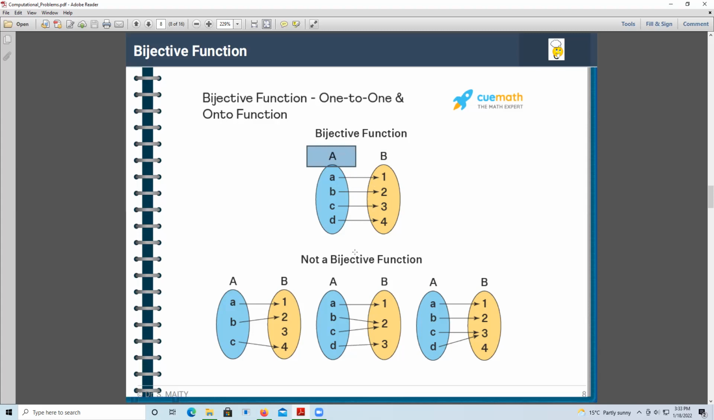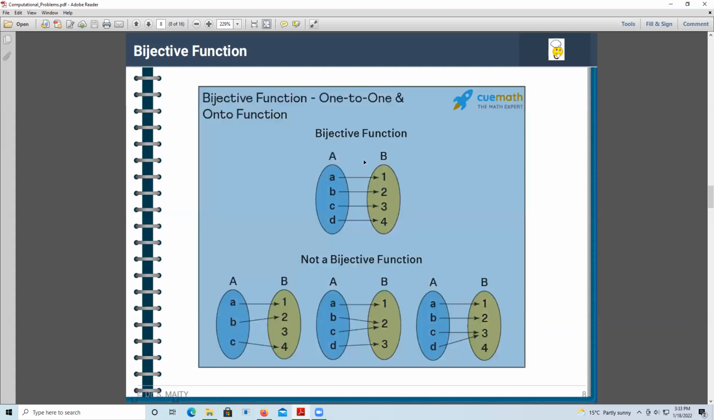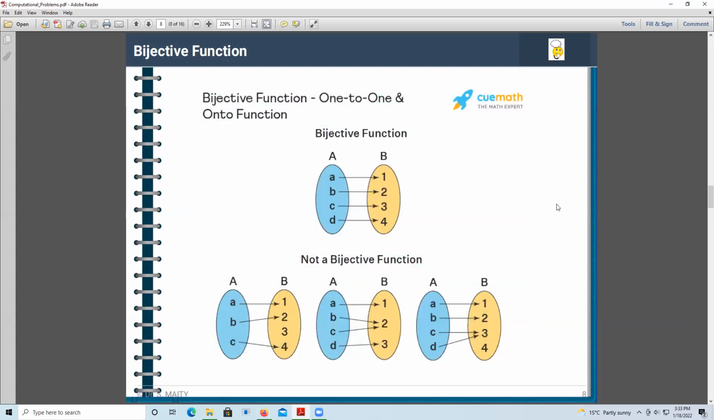Could I explain to all? The definition of a function says that for every element in this set, we should get exactly one element in this set. If it is satisfied, then there exists a function from A to B. Now we are saying that for a bijective function, for every element in this set, we have exactly one element in this set. That means from this side to this side, there exists a function. And this function is called the inverse function.